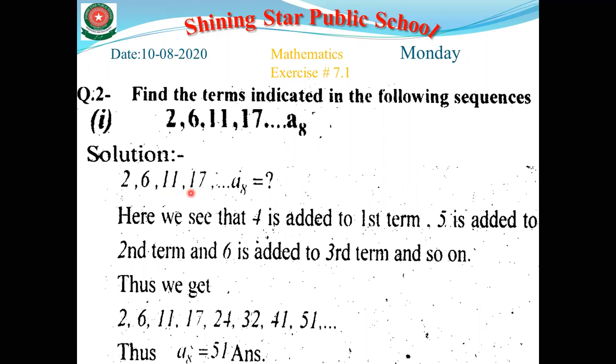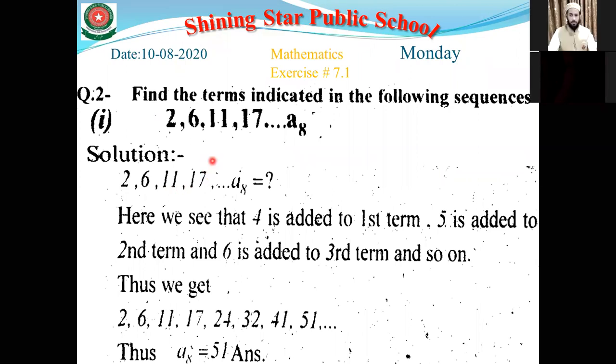Now, here we see that the first term is 2, the second term is 6. So 2 plus 4 is 6. It means the difference between the first term and second term is 4. Now let's check the difference between the second term and third term. The difference between the second term and third term is 5. 6 plus 5 is 11. And the third term and fourth term have the difference 6. 11 plus 6 is 17.